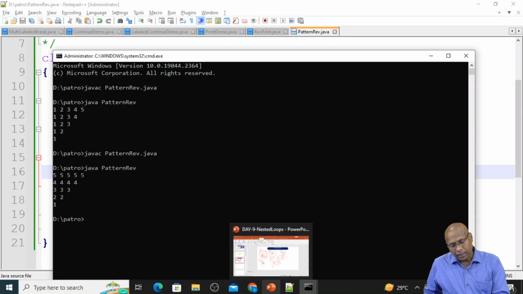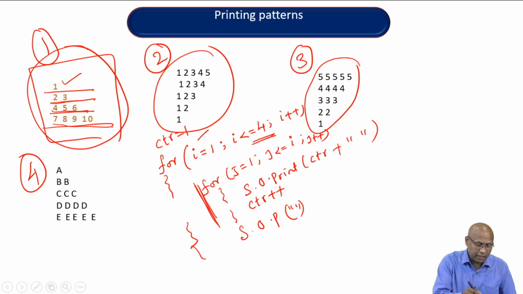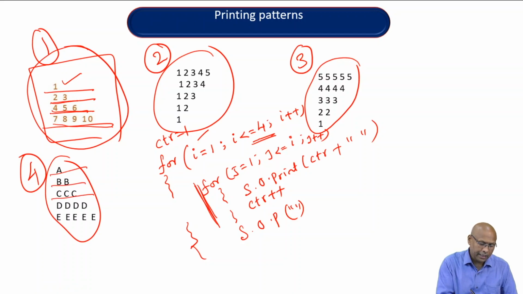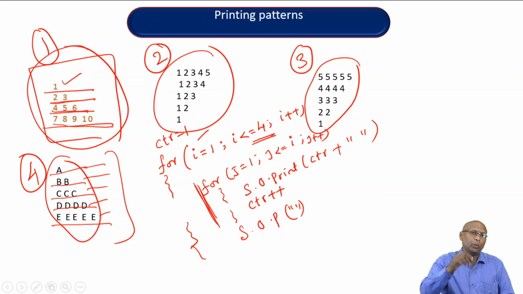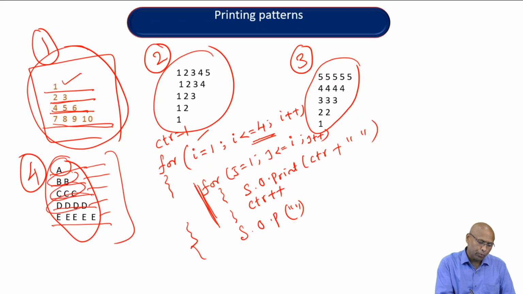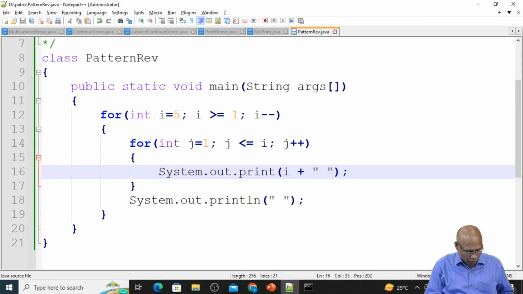Now I'll go to one more requirement, the last one, the fourth one, that is the character pattern. A, BB, CCC, DDDD, EEEEE. That means how many rows? First row, second row, third row, fourth row, fifth row. Totally 5 times. The outer loop has to repeat 5 times. The inner loop will repeat 1 time the first time, 2 times the second time, 3 times, then 4 times, then 5 times. So now we'll go to this program, but it has to print the character. Let us go to the program. Character pattern. Ctrl+N.